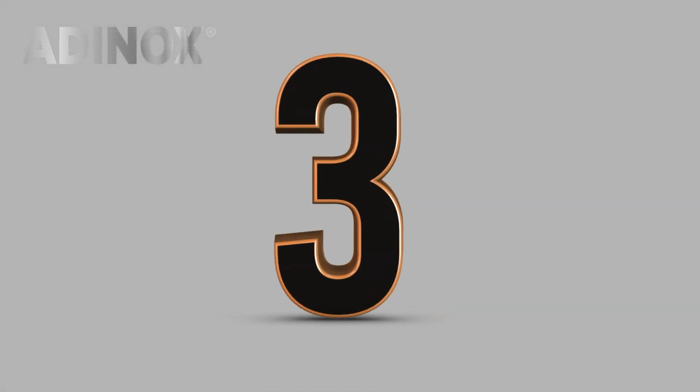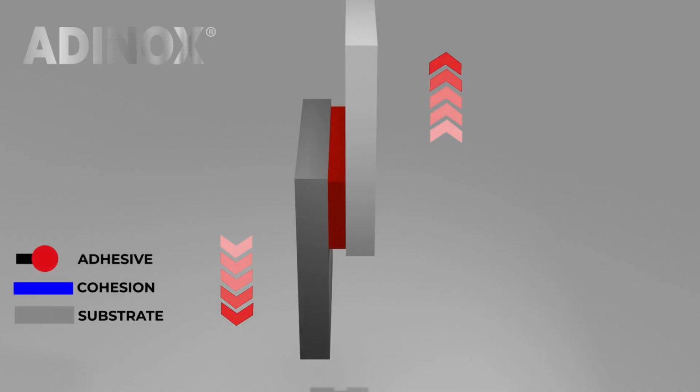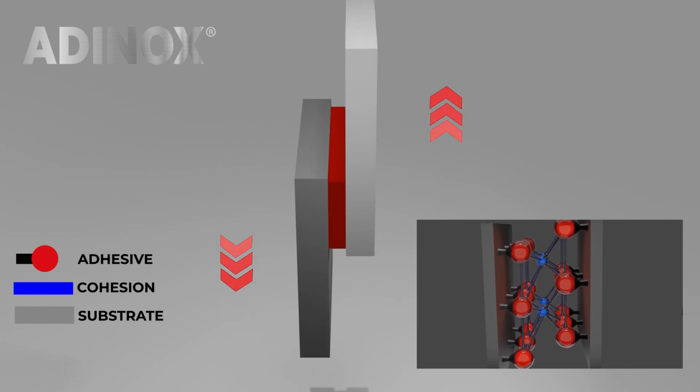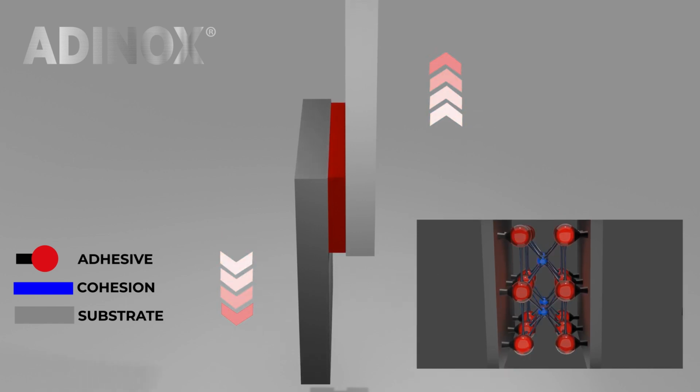Number 3, shear or cutting. Occurs when forces perpendicular to the piece are applied, causing the particles of the material to tend to slip or slide over each other.